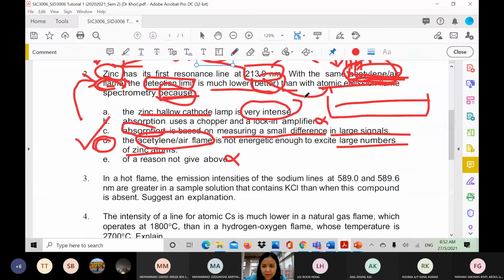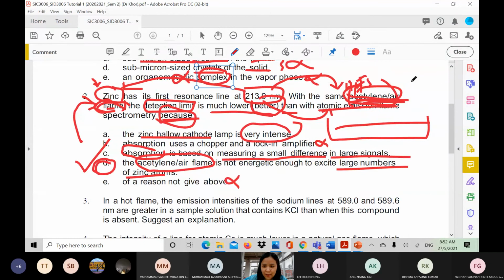So in this question, we use the acetylene flame. This is the keyword: acetylene air flame, for our detection. For AAS, this is the atomizer. For AES, this is the energy source. That means acetylene air is used for both atomization and excitation in AES. For AAS, it's only meant for atomization.